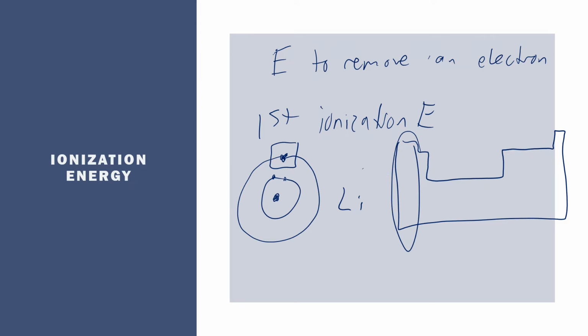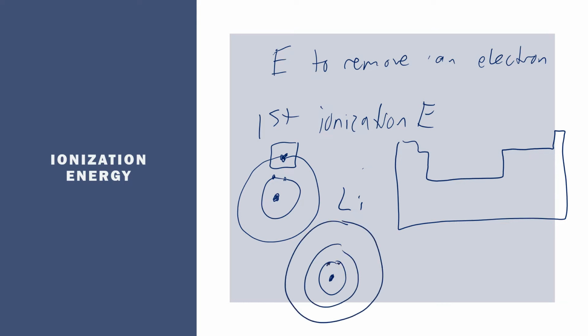Now, if you're dealing with elements in the same group, what's going to matter is the number of energy levels. Let me draw sodium really quick. Sodium, again, has an extra energy level compared with lithium. They still have pretty similar effective nuclear charges because of Coulomb's law, the distance there, and the blocking or the shielding from those core electrons.